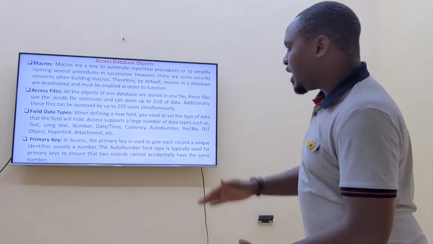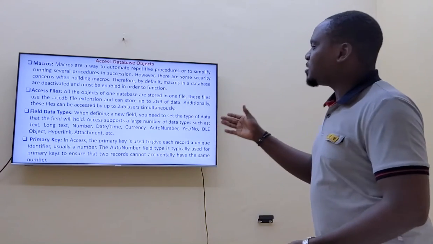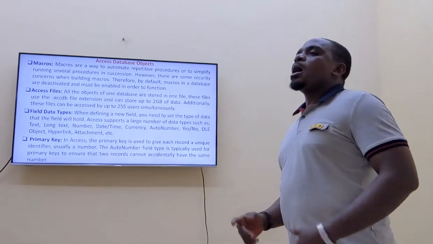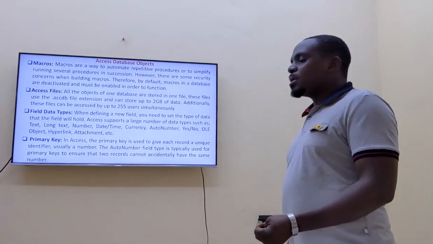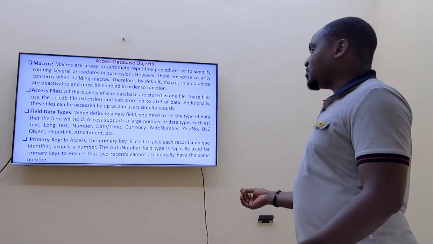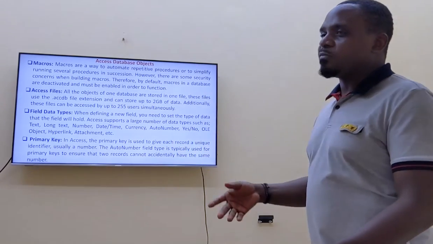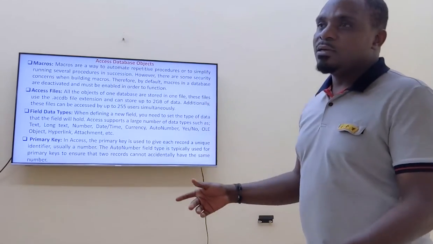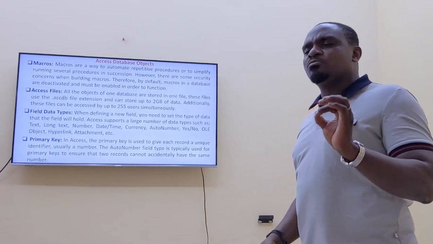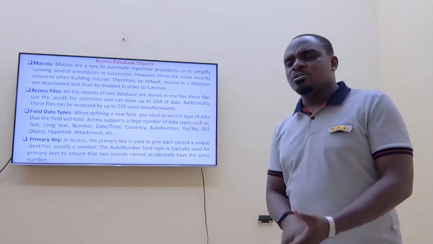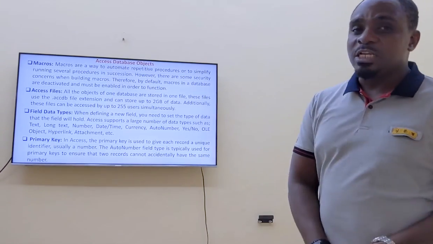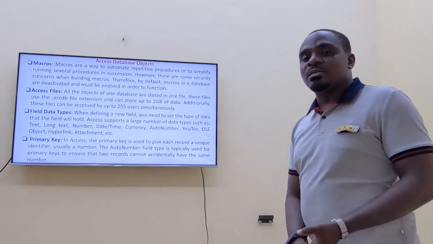Then the Access file: all the objects of one database are stored in one file. This is talking about saving or outputting a database now. All databases are stored in file extensions of .accdb, or Microsoft Access file. Every output you make, we've talked about Microsoft Word, we've talked about Microsoft Excel, we've talked about presentations. Now we're talking about Access.